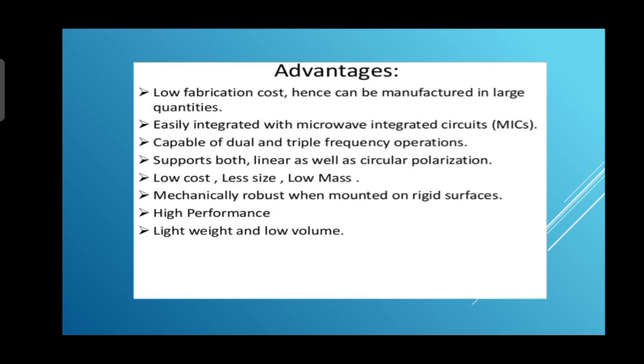And here are the advantages of a microstrip antenna. It has low fabrication costs, hence can be manufactured in large quantities, and is easily integrated with microwave integrated circuits or MICs. It is capable of dual and triple frequency operations, and supports both linear as well as circular polarization. It is low cost, small in size, and low in mass. It is mechanically robust when mounted on rigid surfaces. It has high performance, and is lightweight with low volume.